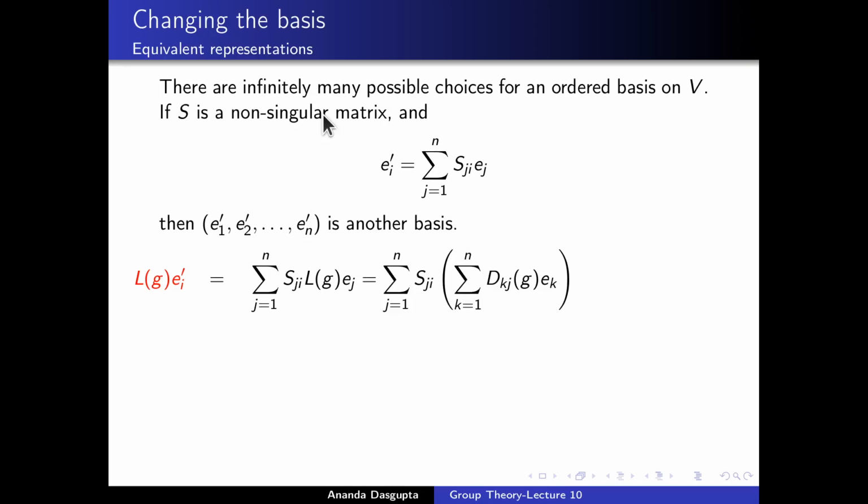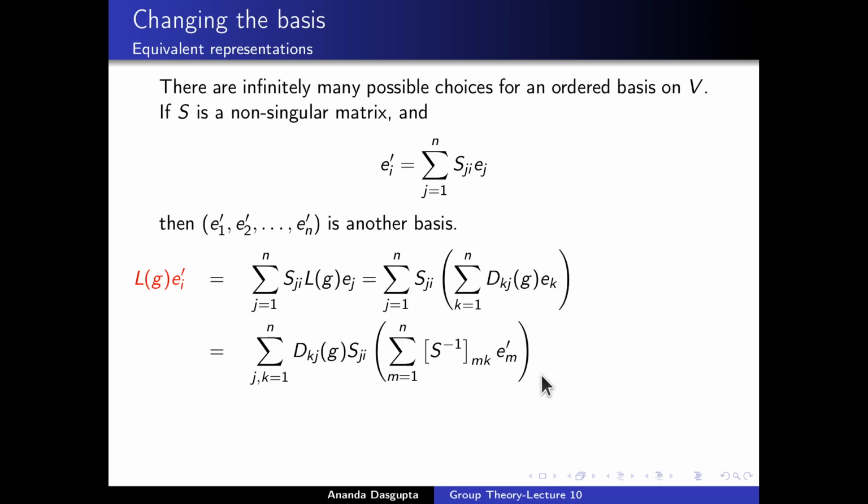This gives us an expansion of the vector Lg Ei prime in terms of basis vectors, but these are the wrong basis vectors. These are the old basis vectors. What we want to do is to expand Lg Ei prime in terms of the new basis vectors E1 prime, E2 prime, En prime. And in order to do that, what you need to do is express Ek in terms of the E primes. And that is easily done. Since E prime is related to Ej by this, E will be related to E prime by the inverse matrix. And that's all we really need. So Dkj(g), Sji, these are just the factors you already had. This thing in the bracket here is nothing but what Ek is when you express it in terms of the primed basis vectors.